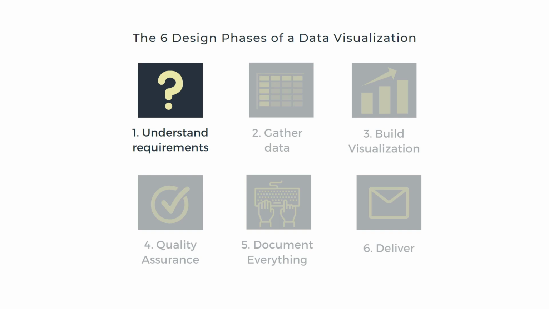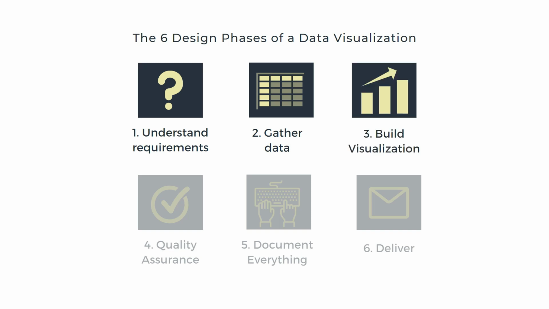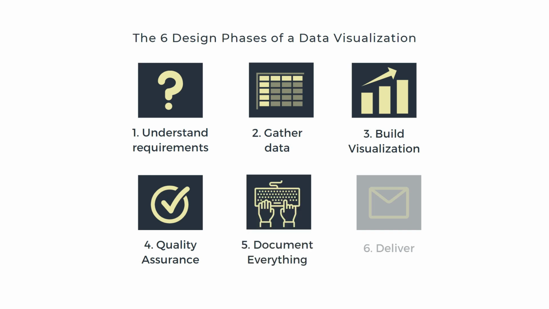Phase number 1 is understanding what's being requested. This is often referred to as understanding the requirements. In phase 2, we gather the right data to meet those requirements. And phase 3 is the fun part, building the data visualization, which then goes through a quality assurance, or QA, in phase 4. This phase is very important, and it's where the data is checked for accuracy and usability. In phase 5, we document everything. And finally, phase 6, delivering the data visualization to the customer.